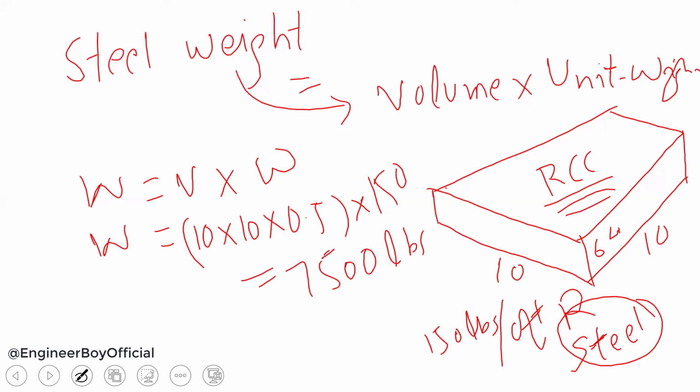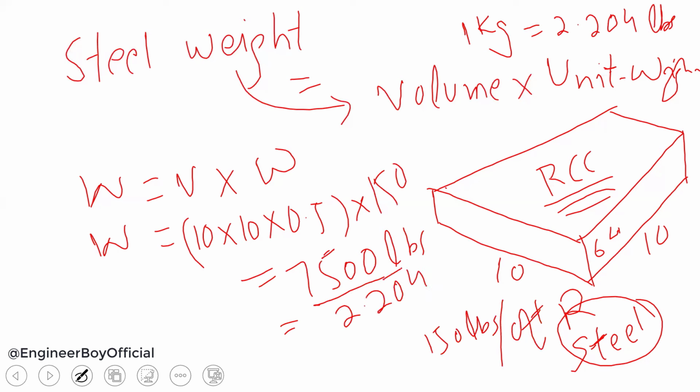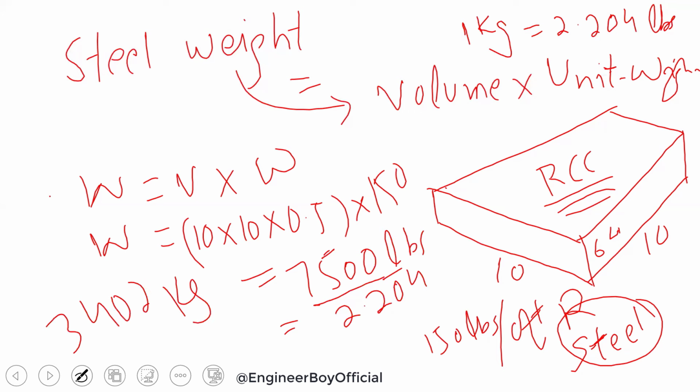You can even convert this into kgs if you want. Because if you remember, 1 kg is just 2.204 pounds. Okay, so you can convert this by dividing it by 2.204. If you divide that, you can have the weight in kgs, and that's going to be, if I'm not wrong, 3,402 kg. So this is the weight of the same slab. Very simple. Okay, and this is the basic concept.